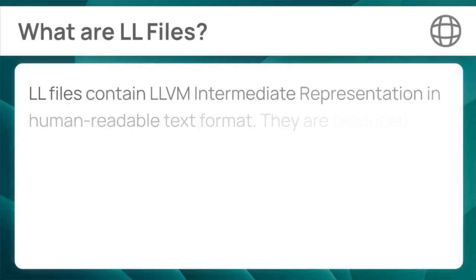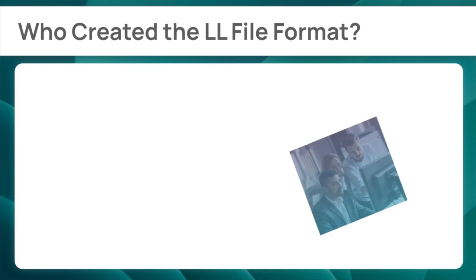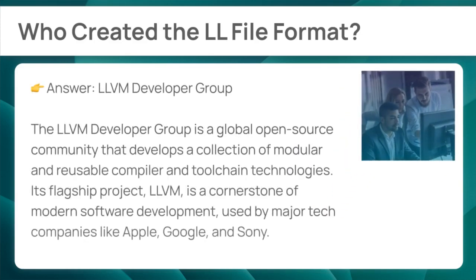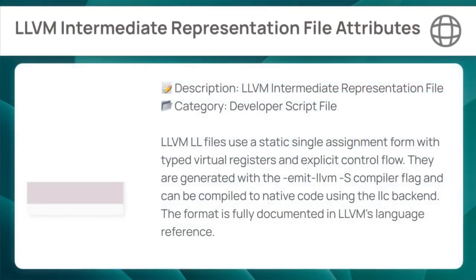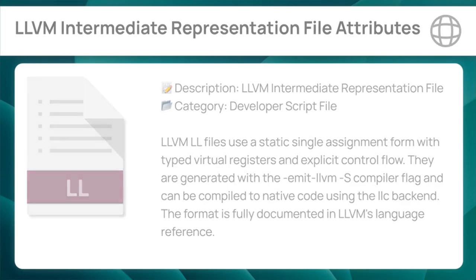LL files contain LLVM Intermediate Representation in human-readable text format. They are produced by LLVM-based compiler frontends like Clang and represent a platform-independent intermediate code, staged between source code and final machine code generation. LLVM LL files use a static single assignment form with typed virtual registers and explicit control flow. They are generated with the emit-llvm compiler flag and can be compiled to native code using the LLC backend. The format is fully documented in LLVM's language reference.